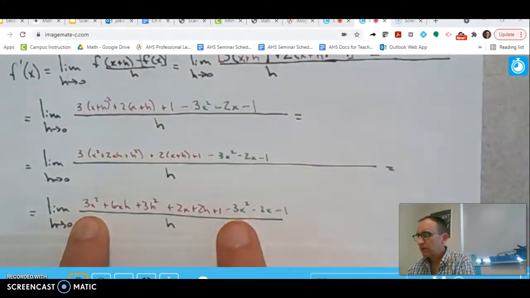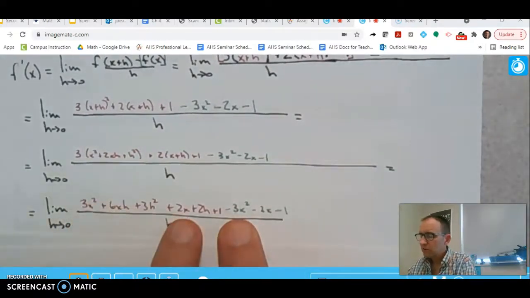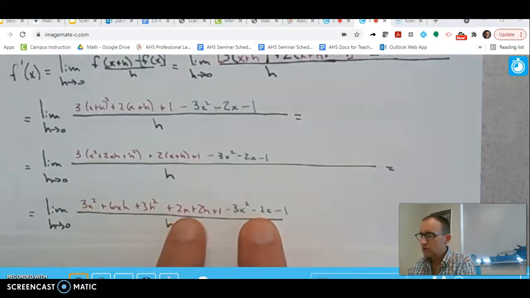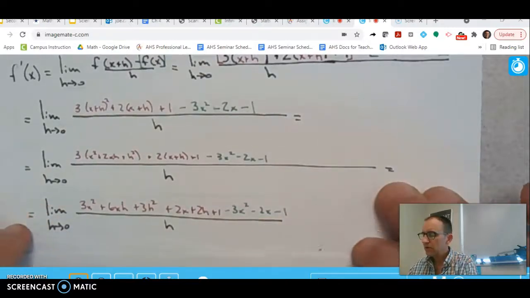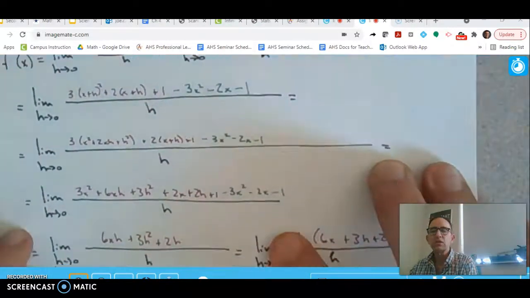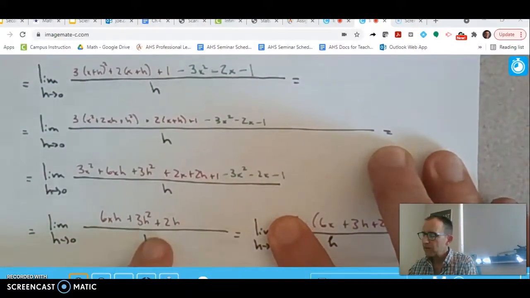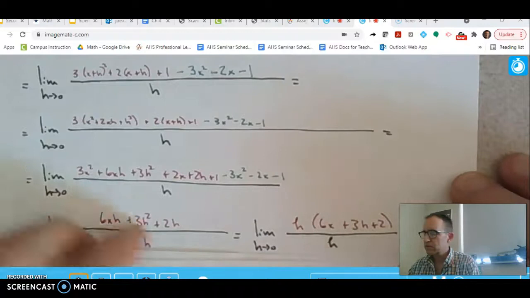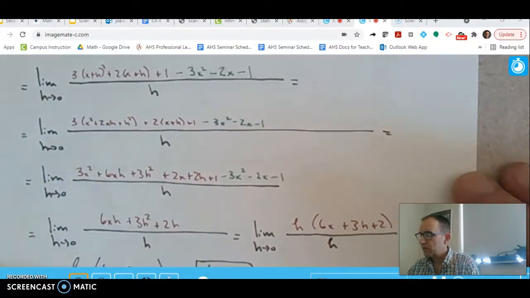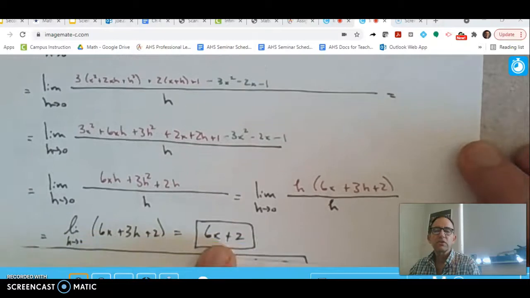Now we have a positive and a negative 3x squared. We have a red 2x and a green 2x. We have a red plus 1 and a green minus 1. So these things cancel out, and that leaves us with the expression that you see here. Now the nice thing about this is each of the terms in the numerator now has a factor of h, which we can pull out. We can then cancel that out with the h that's in the denominator, and that will give us 6x plus 3h plus 2. And as we allow h to go to 0 then, this will give us 6x plus 2 for the derivative.